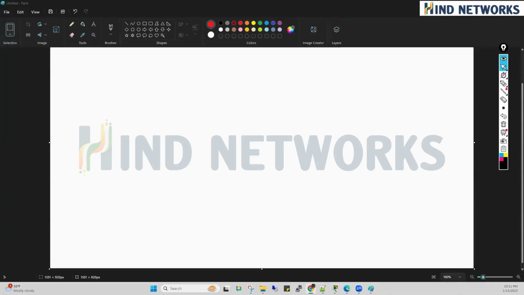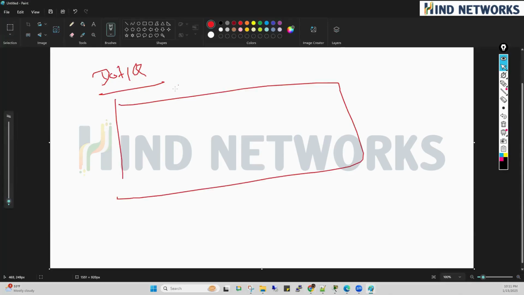Understand, guys? So when you try to open the .1q header, there is a field called TPID. What is TPID? Tag protocol identifier. Now, one more field you will get there: TCI, tag control identifier.